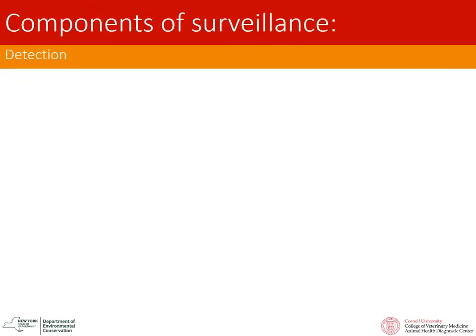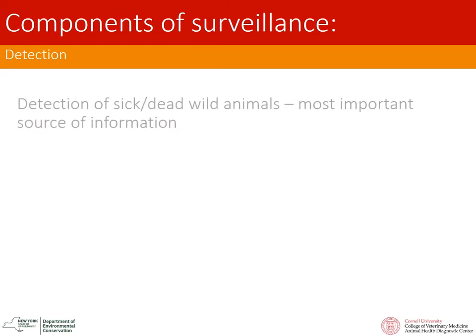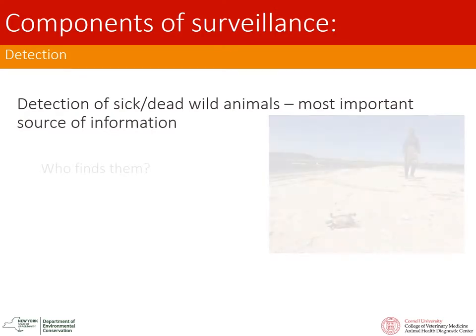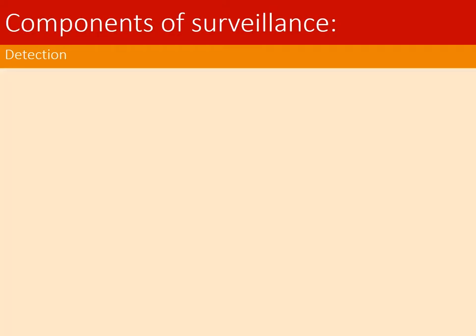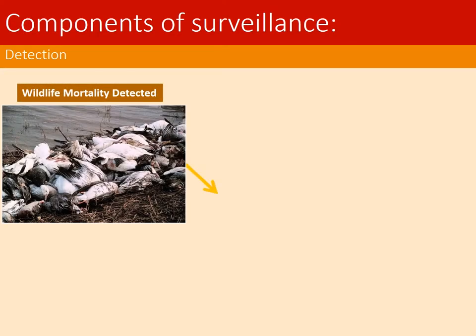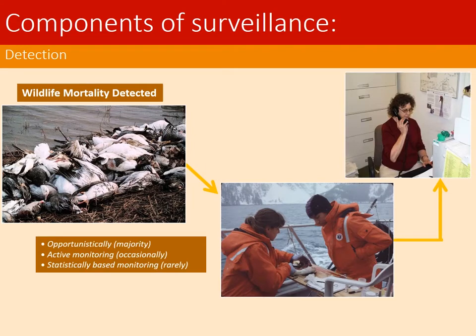So let's break down the components of surveillance. Obviously, for passive surveillance, you need detection of sick or dead wild animals. This is your most important source of information. Now, who finds them? It could be the general public, hunters, fishermen, birders, farmers, veterinarians. If these animals are collected, who collects them? Is it biologists, the public health agency, the ag department, wildlife rehabilitators, or veterinarians? Ideally, you would like people who spend time with animals and know how to collect them properly to keep themselves safe. If it's a large-scale mortality event, you may want a field investigation by wildlife disease specialists.